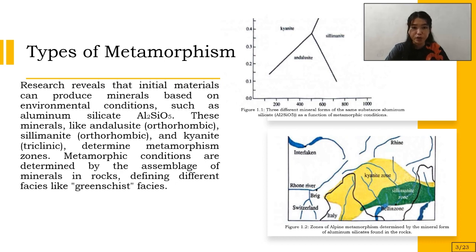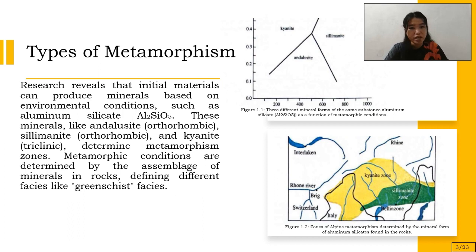As you can see in figure 1.1, the three different mineral forms of the same substance, aluminum silicate, as a function of metamorphic condition. These minerals act as indicators, helping geologists understand the level of metamorphism a rock has undergone. Also, in figure 1.2, zones of alpine metamorphism are determined by the mineral forms of aluminum silicate found in the rocks. In the context of metamorphism, zones are essentially the distinct levels or stages of metamorphic transformation that rocks can experience, and geologists use these zones to understand the history and conditions under which the rocks changed.